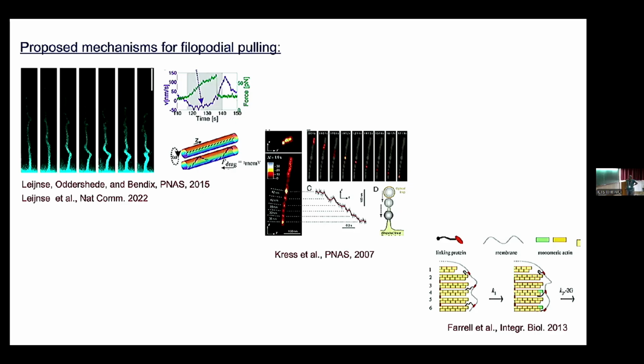This is somewhat analogous to the pulling of kinetochores by depolymerizing microtubules. But this again does not fit with our experiments, because we see that even in long tubes where the actin cannot reach the tip of the tether, we see this growth and retraction cycle. So this growth and retraction cycle does not depend on whether the tip is connected to something or not.